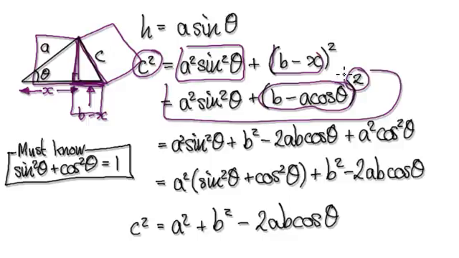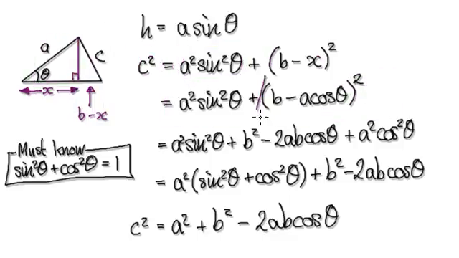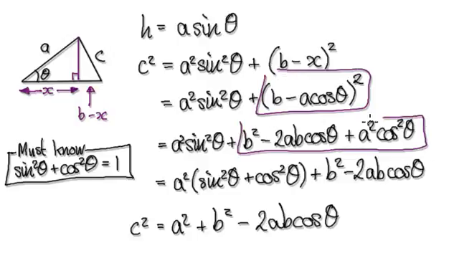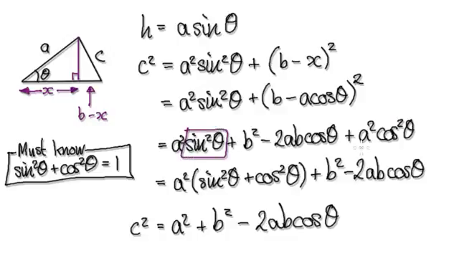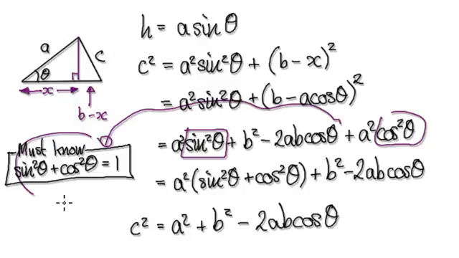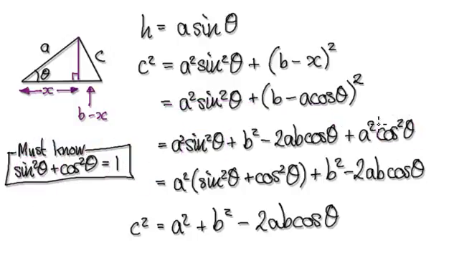So that will then take us to here. Now multiply this out. That will then give us this whole thing here. Now you should spot that you've got a squared sine squared and a squared cos squared. So you should be thinking about this: sine squared plus cos squared is 1. So group these two together.